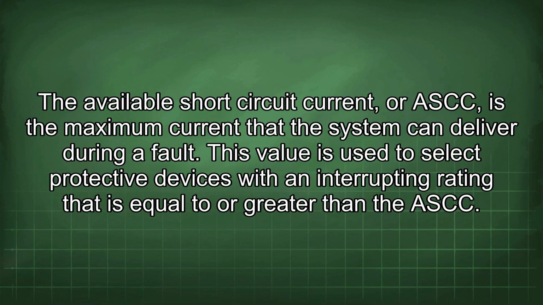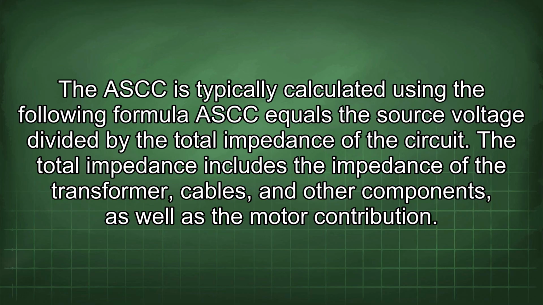The available short-circuit current, or ASK, is the maximum current that the system can deliver during a fault. This value is used to select protective devices with an interrupting rating that is equal to or greater than the ASK. The ASK is typically calculated using the following formula: ASK equals the source voltage divided by the total impedance of the circuit. The total impedance includes the impedance of the transformer, cables, and other components, as well as the motor contribution.